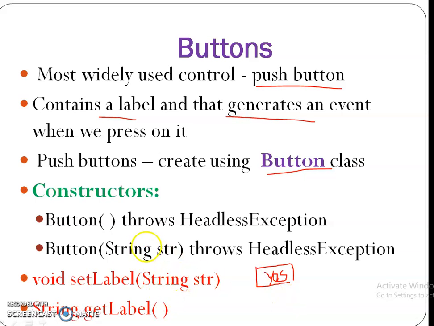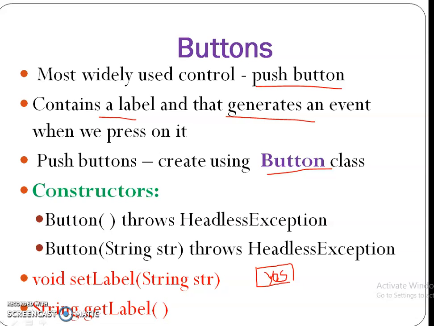So whenever we want to assign something, we create the button using the first constructor and want to give some label on it. That time we can use the setLabel method. And if you want to retrieve the content or label on it, for that purpose we can use getLabel. It returns the string. So for the first method we pass the string argument, and the second method automatically returns the string.